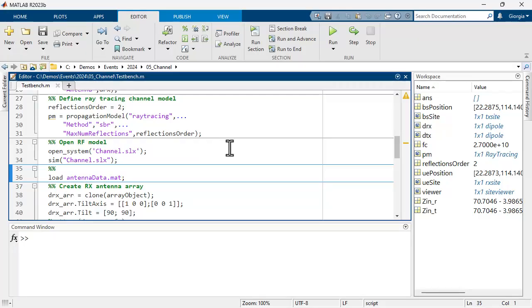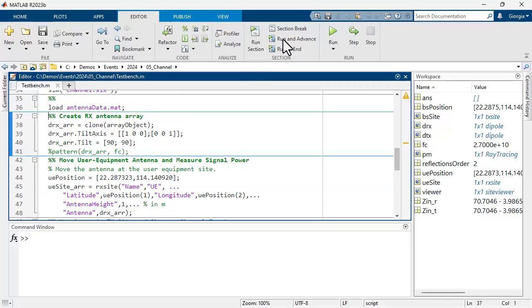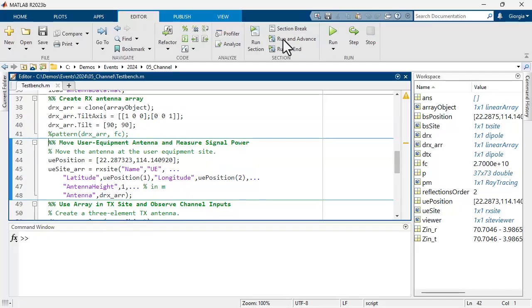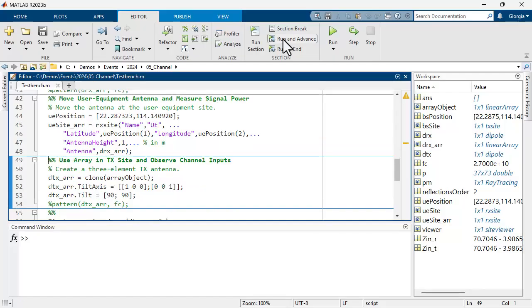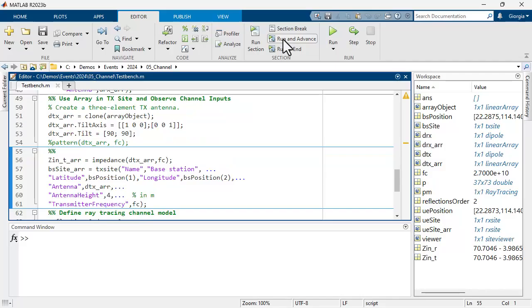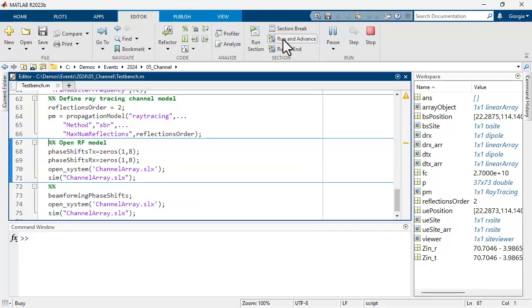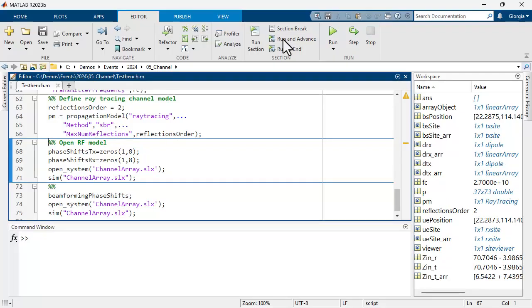But let's look at a slightly more interesting scenario where instead of using a single antenna, we actually use our antenna array, 8 circular patches. So I'm going to use this array both on the transmitter and the receive side. Additionally, I'm going to move the UE, so I'm going to move the receiver side in such a way that we will not have any more direct line of sight.